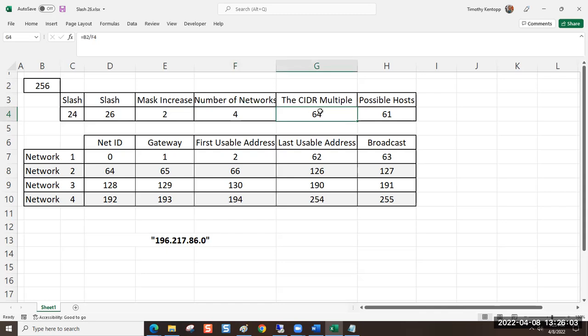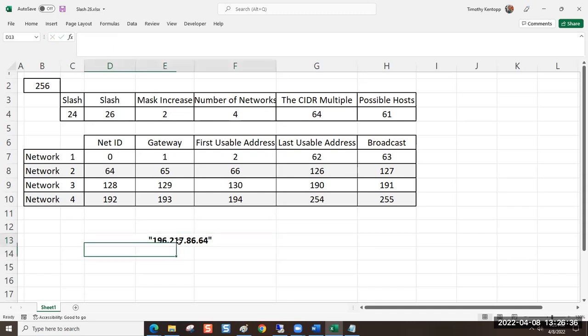When we look at the number of usable addresses or total number of addresses, we have 64 possible addresses. We have to reserve an address for the network identity for each of those 4 networks. We have 4 networks now instead of 1. Each one has to have a network ID. So the second network has a network ID of 196.217.86.64.